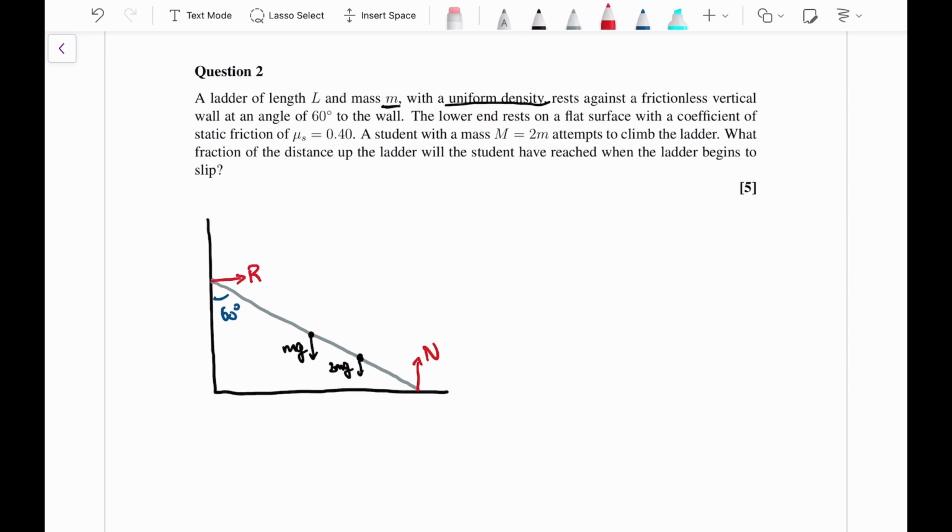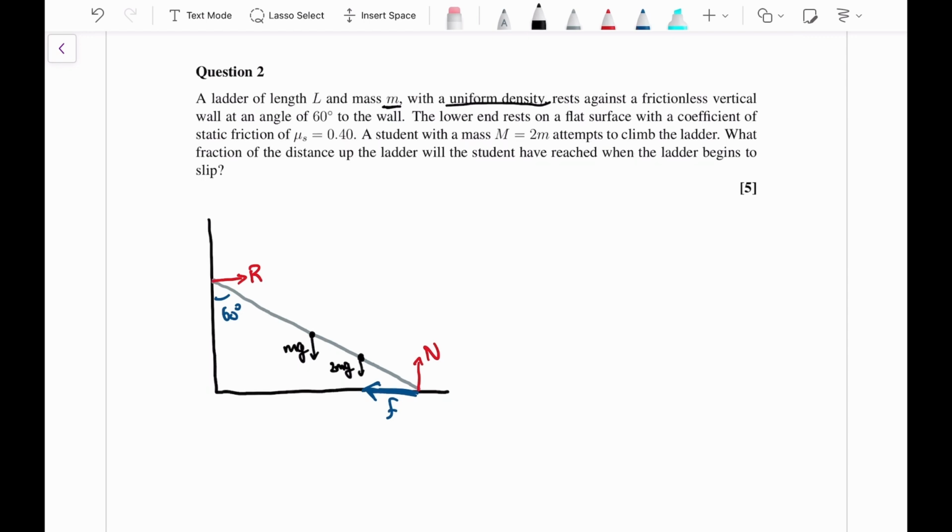So, there will also be friction we need to consider, because the question wants us to calculate when the ladder slips, the basic condition for it to slip. So we have to consider friction. The friction will act this way, indicated as the blue arrow. So let's resolve the friction first.